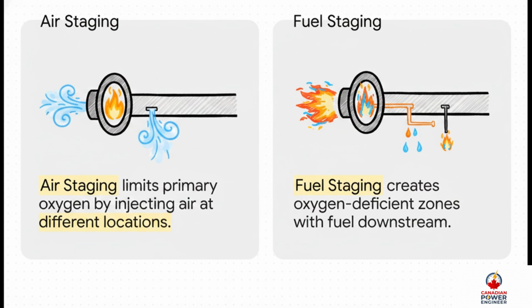Think about the core dilemma you face when tuning a boiler. Are you going to starve the flame of air or stage the fuel? With air staging, you limit the primary air to drop that flame temperature, and then inject the rest of the air later on. With fuel staging, it's the opposite. You create slightly oxygen-deficient zones and then add secondary fuel downstream to finish off the combustion. Both of these strategies are trying to do the exact same thing: stretch out the combustion process and eliminate those extreme concentrated temperature peaks where NOx thrives.